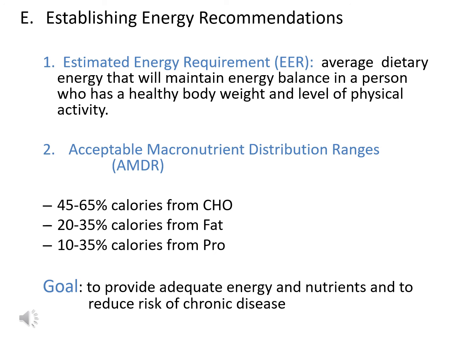The DRI committee also provides guidelines on the energy-yielding nutrients by providing us with what's known as the acceptable macronutrient distribution ranges. These ranges have been determined to allow for adequate nutrition while reducing the risk of chronic disease. So you could see the basic recommendation is that we should be consuming about 45 to 65% of our calories from carbohydrate, 20 to 35% of our calories from fat, and 10 to 35% of our calories from protein.